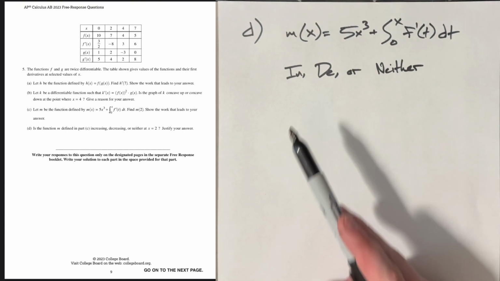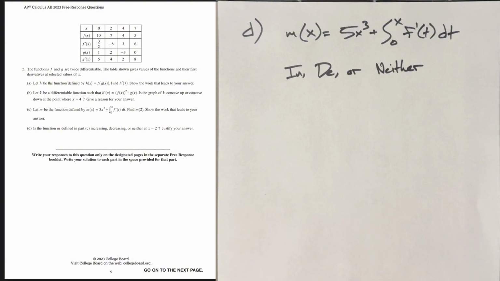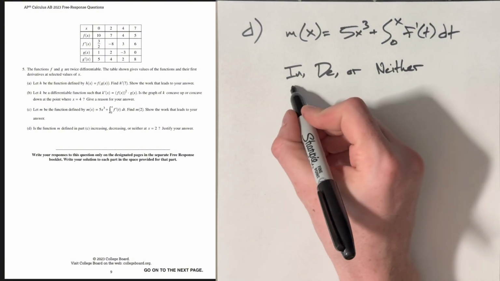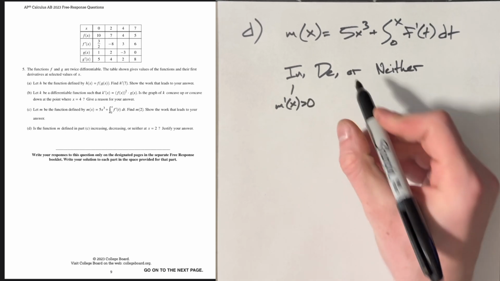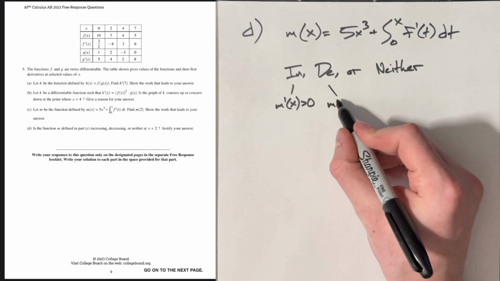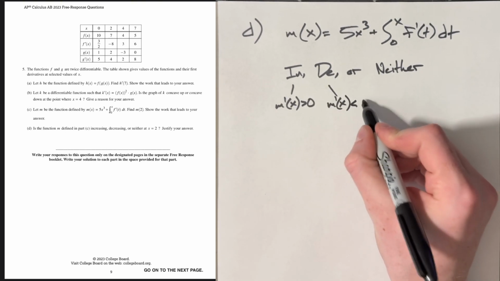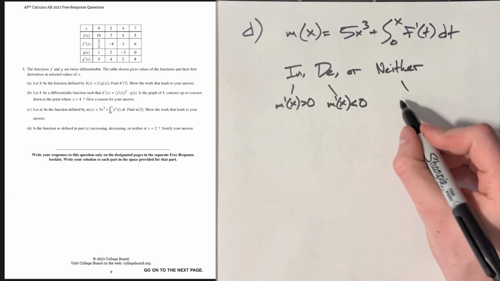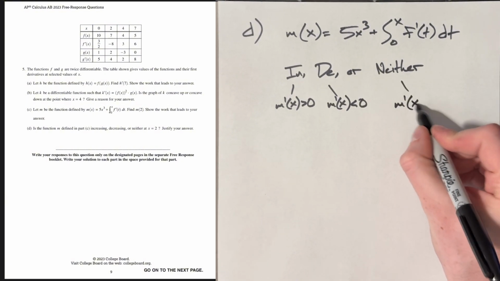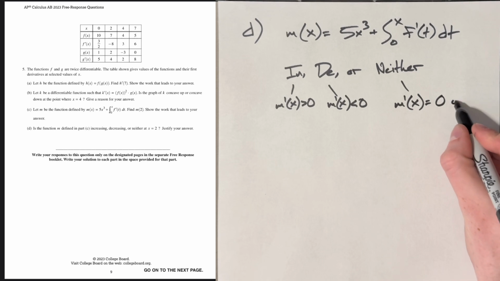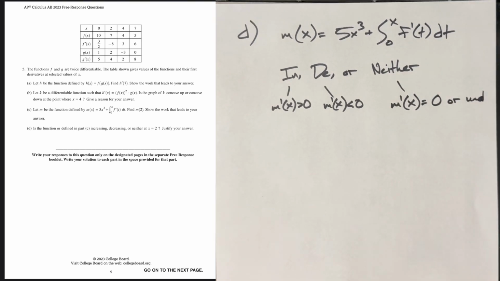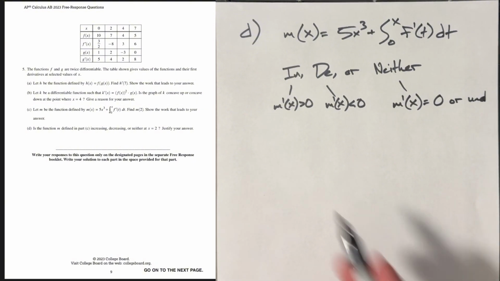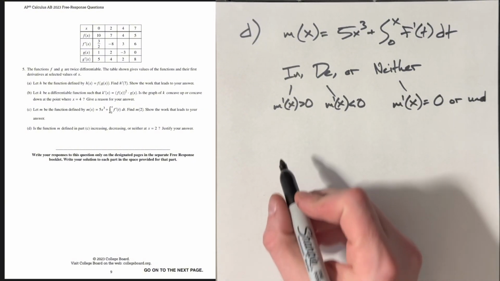Now we know that increasing functions happen when its first derivative is positive, right? So this would be m prime of x is greater than 0. A decreasing function would happen when our derivative is less than 0. And neither of those would happen if our derivative was 0 or, I guess, undefined at a point. So it seems like based on all of these, we need to take a derivative of this function.